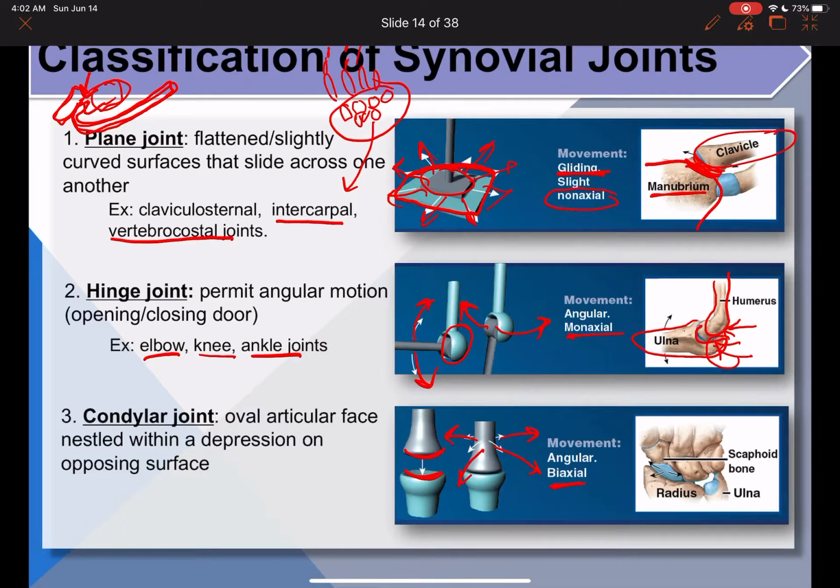An example of a condylar joint is the radiocarpal joint, which is that between the radius bone, the distal end of the radius, and the carpal bones of the wrist.